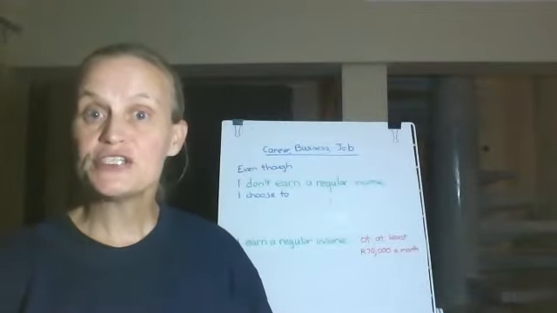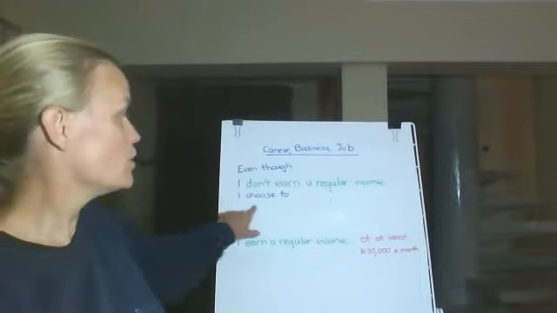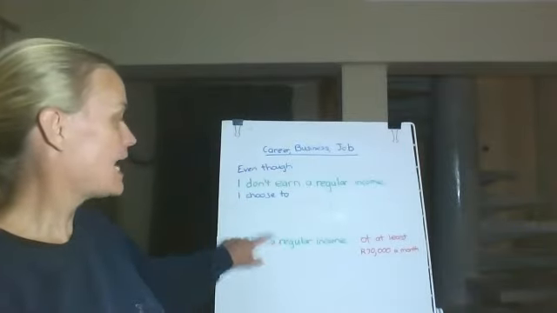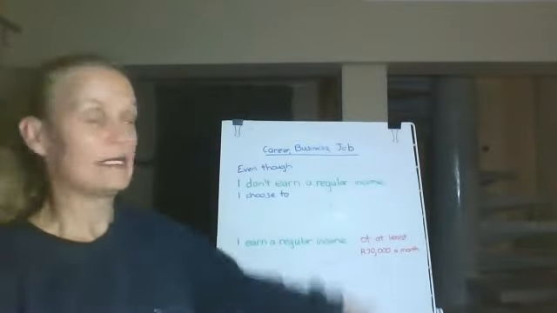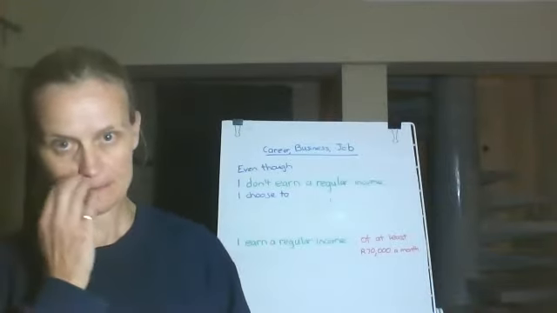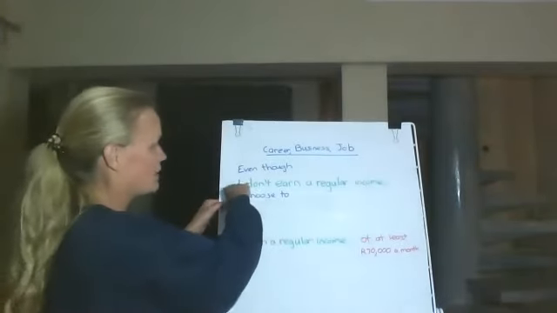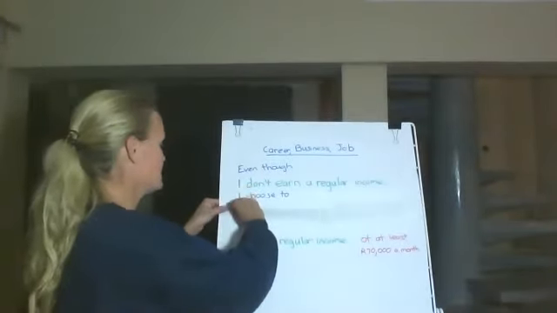Or I choose to see things differently and get a different result. You could have I choose to do things differently and earn a regular income of. Because if you're doing something differently, it's more likely that you're going to earn that. So there's a whole lot of different ones that you can do. And what I've put here is a couple of possibilities that you could have.